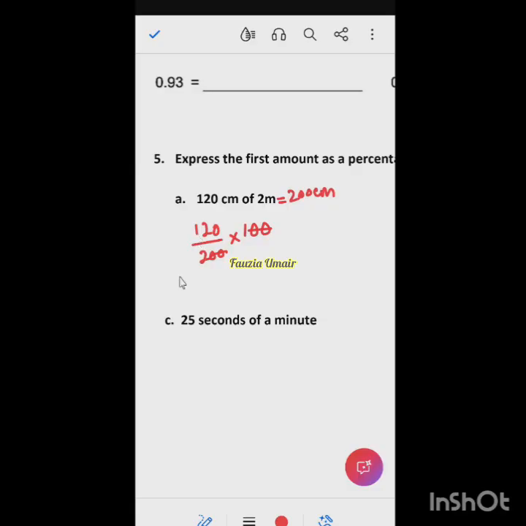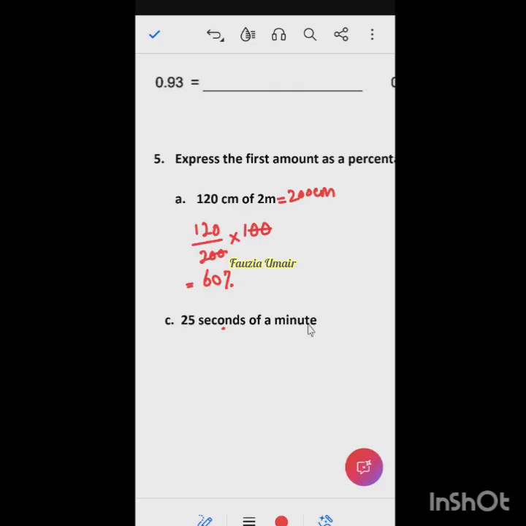So now 120 divided by 2, 60%. Is it clear, beta? Yes, ma'am. All right. So there is an extra step in these questions that we need to do the conversion also. So the next question is 25 seconds of a minute.